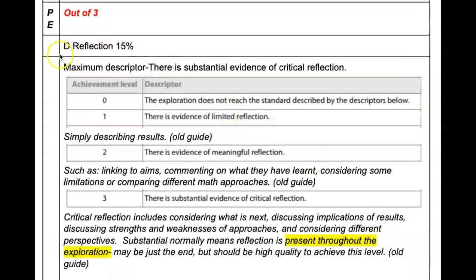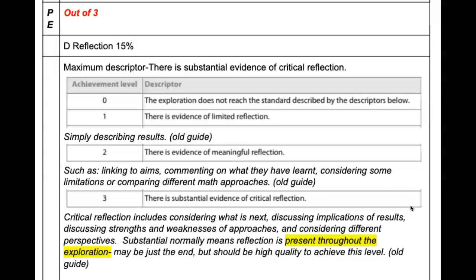Okay. Category D, reflection. So reflection has 4 levels, 0 to 3. And basically reflection is typically what we think of as like conclusion, analysis at the end. But actually math IA reflection is something that could happen throughout the IA, especially because at the very beginning you might have an idea where your IA is going, but once you start working on it, it kind of takes a life on its own.